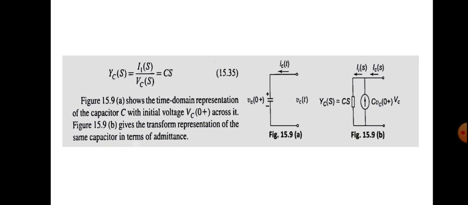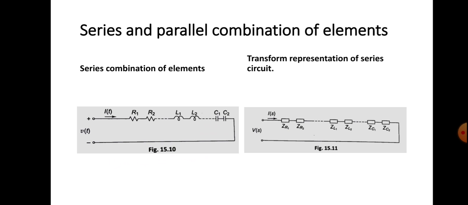So in the case of a capacitor, there are two representations: one using the transform impedance and the other using the transform admittance circuit. You should remember these two circuits. They will be useful for solving problems. Next, we are considering the series and parallel combination of elements. We are not analyzing it, just giving an overview. Suppose the components R1, R2, L1, L2, C1, C2 are connected in series. Then the corresponding transform representation circuit will contain a series combination of their impedances, that is ZR1, ZR2, ZL1, ZL2, ZC1, ZC2.